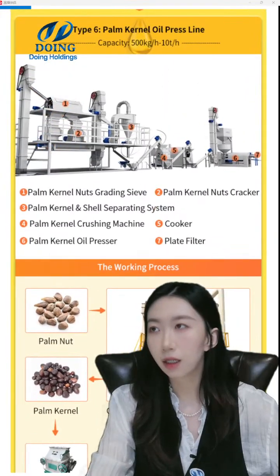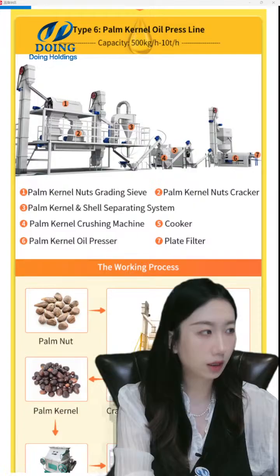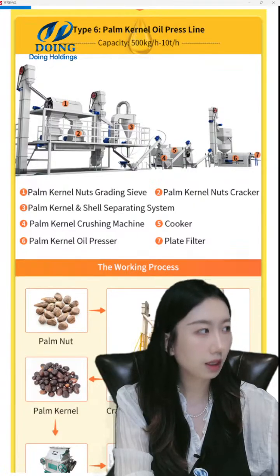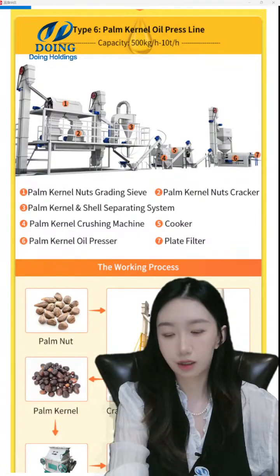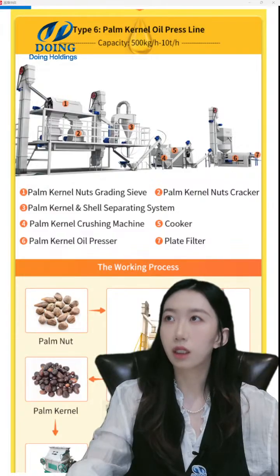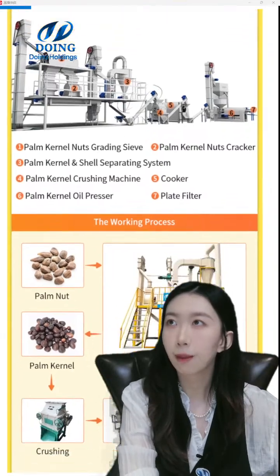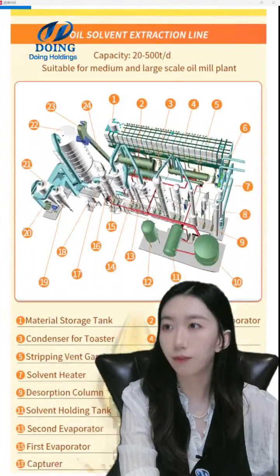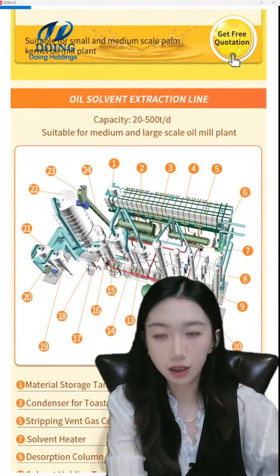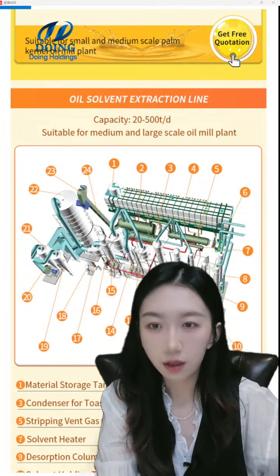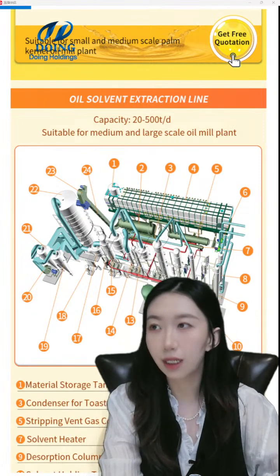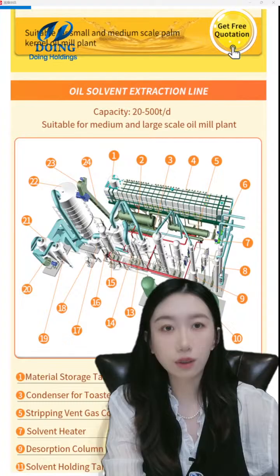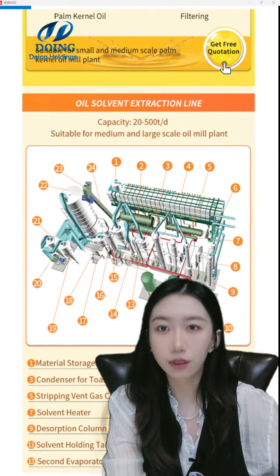These machines constitute the palm kernel oil press production line. Except the pressing process machine, we also can provide the oil solvent extraction line.